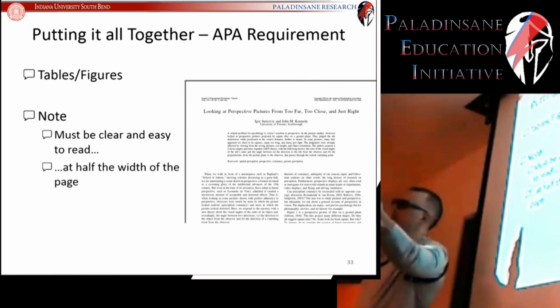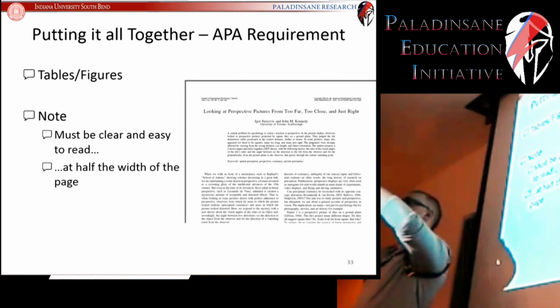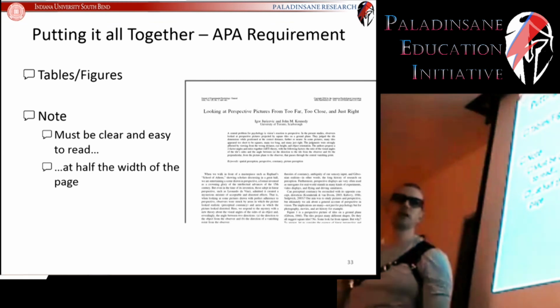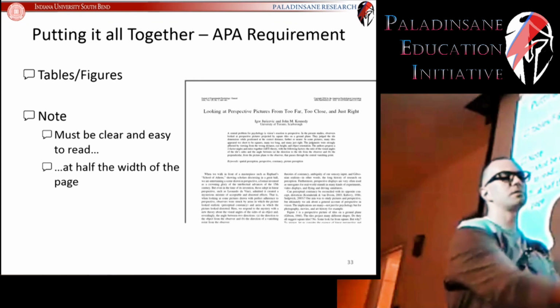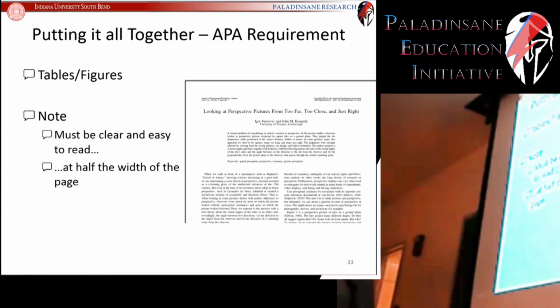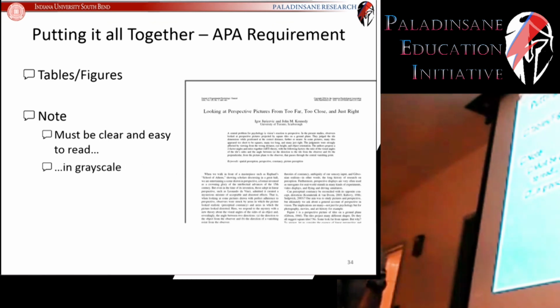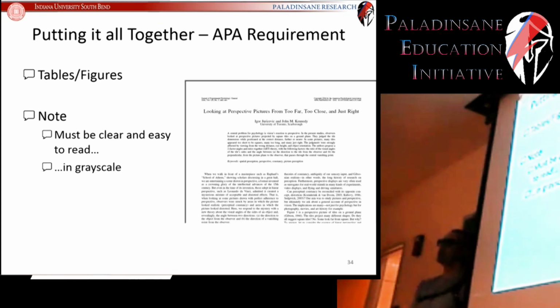So you'll hand them in, they'll be full page figures, but make sure that the fonts are manipulated and large enough so that if they get shrunk down to half a page, which is typical for the publication format, you can still read them comfortably. So they'll still be clear and easy to read. And they need to be clear and easy to read in grayscale. So this is part of the challenge of making the figures.